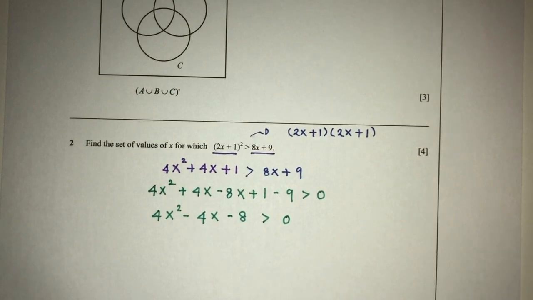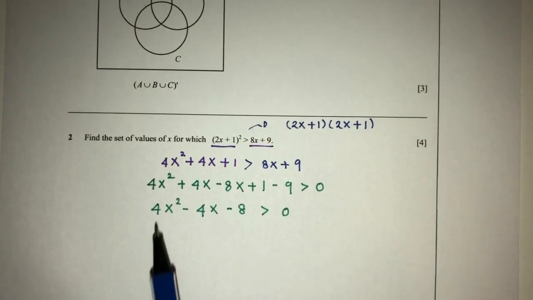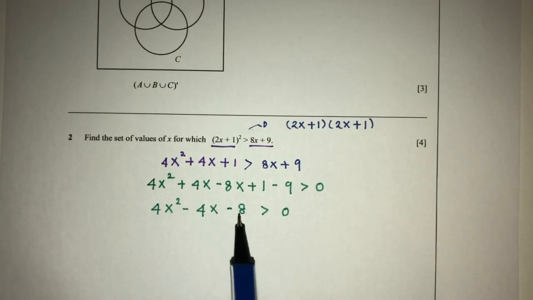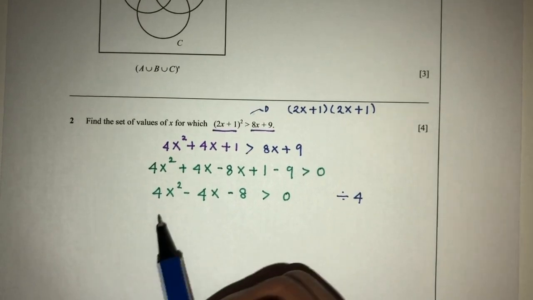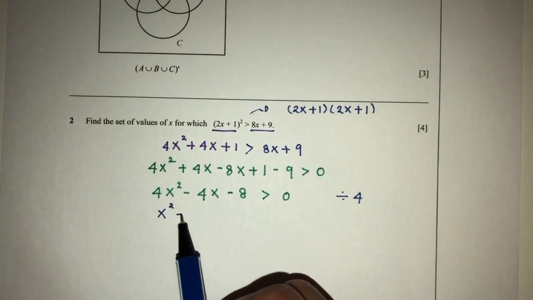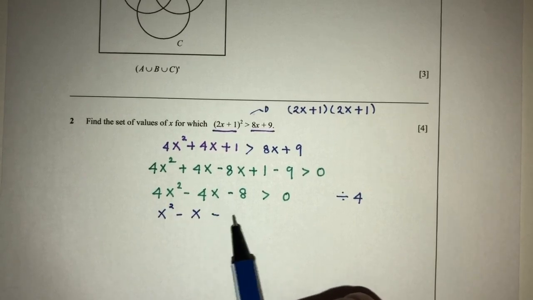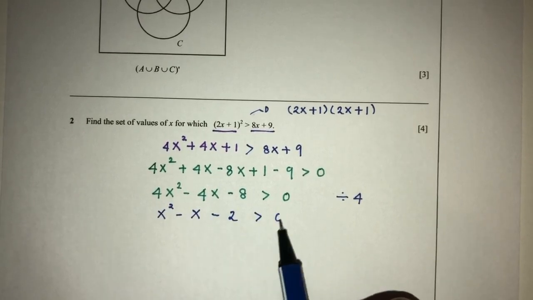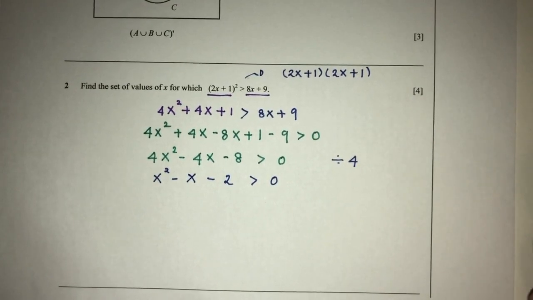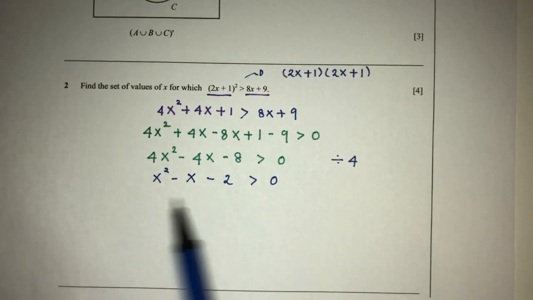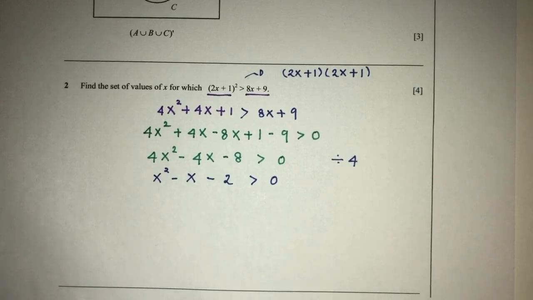Now before we do anything else, we can try to see if we can simplify this equation. If you observe, we have 4 here, and 8. We can divide everything by 4. Now, that will be x squared minus x minus 2 is more than 0. So right now we have to try to find the values of x for which this equation will be more than 0.